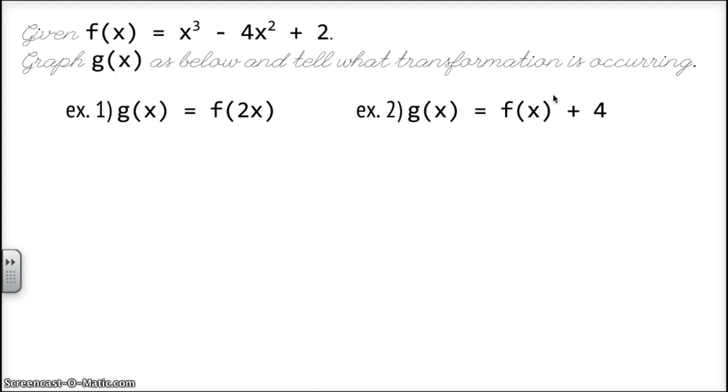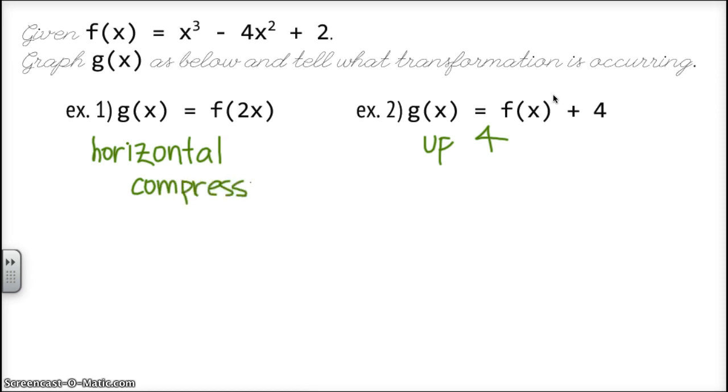this actually represents translation up 4. And we can see that from the way the graphs were drawn. So right here, this was up 4. Here, this was a horizontal compression. Why horizontal? Because the height of everything didn't change. And then it was by 1/2.